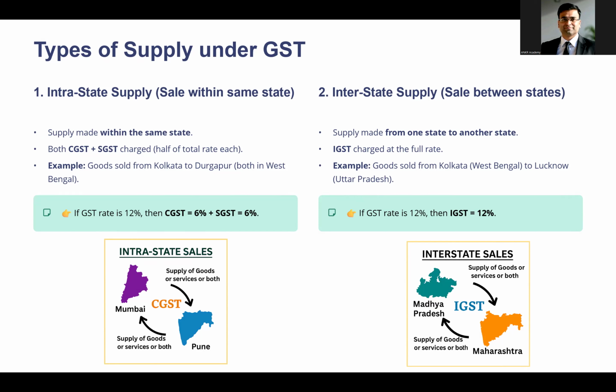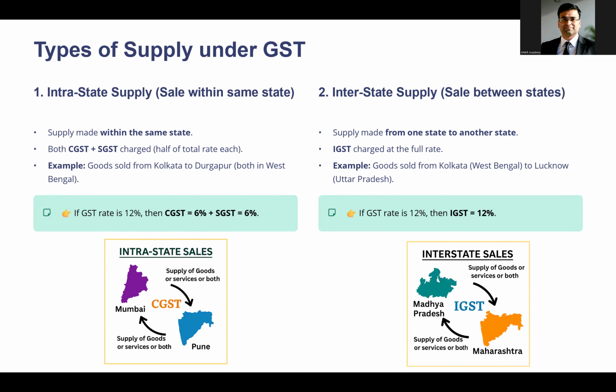So what happens, let's say you are selling a mobile phone, which is one example, from Mumbai to Pune. You are manufacturing mobile phones and selling from Mumbai to Pune. And the GST on mobile phone is 12%. So if it is an intra-state supply, what will you charge? You will charge two things. One is CGST and the other is SGST. So CGST will be 6% and SGST will be 6%, making total GST as 12%, right?